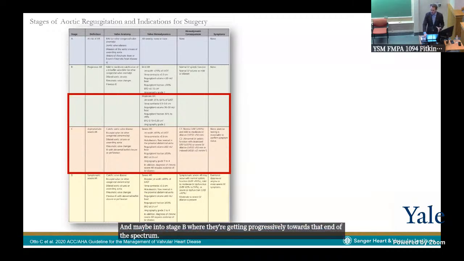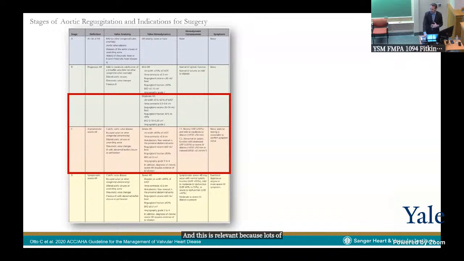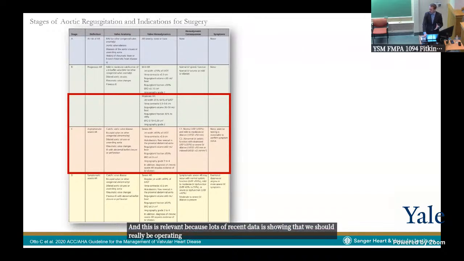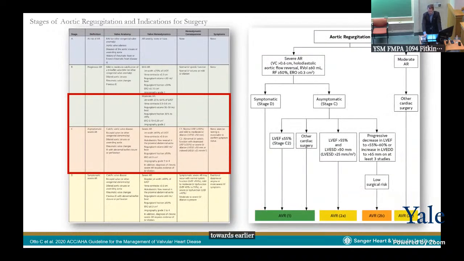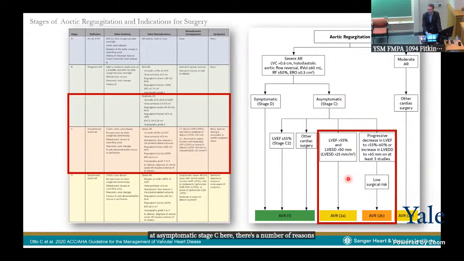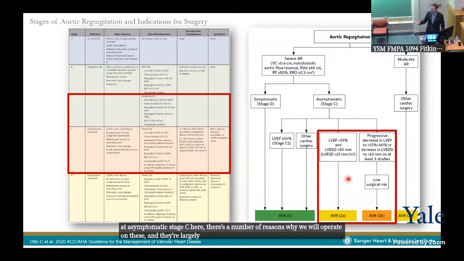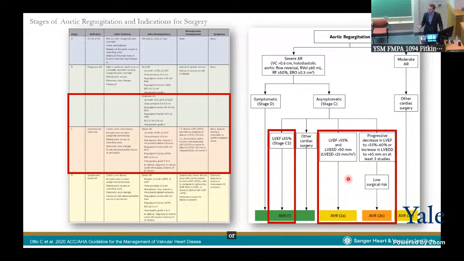And this is relevant because lots of recent data is showing that we should really be operating earlier on a lot of these individuals, and the guidelines are going towards earlier operations. If we look at asymptomatic stage C here, there's a number of reasons why we will operate on these, and they're largely based on either significant LV dilation or progressive LV dilation, or even a low ejection fraction. And yet we know for athletes that we're going to see significant LV dilation, and in some elite athletes, we may see a lower normal ejection fraction. So this is where the conundrum is.